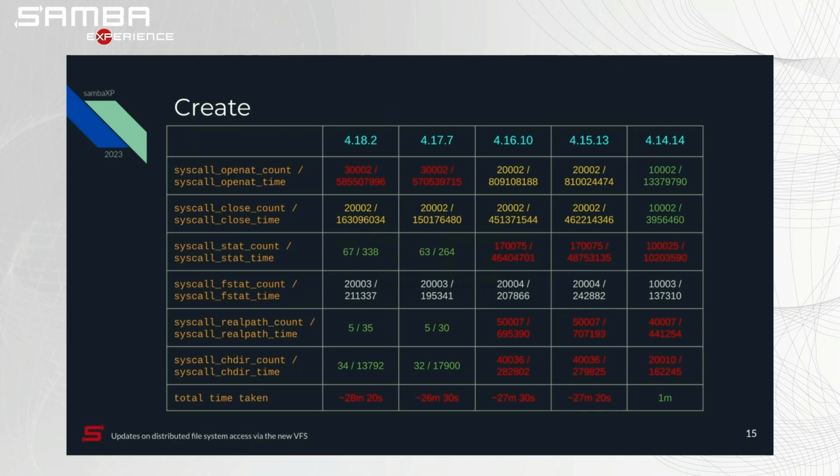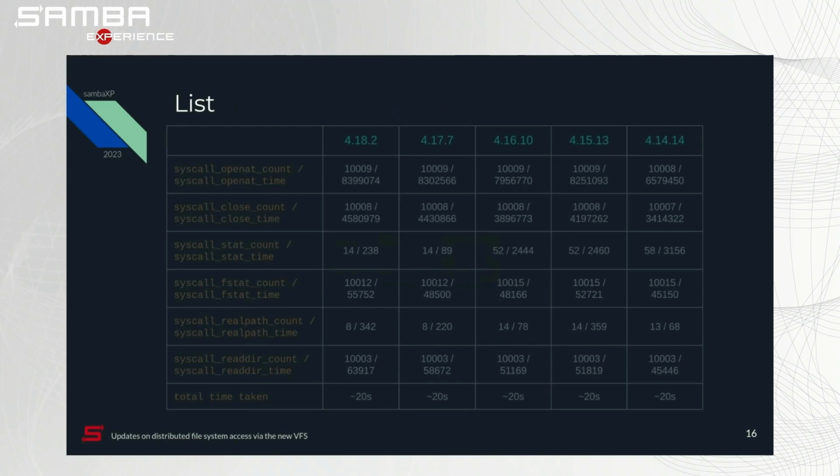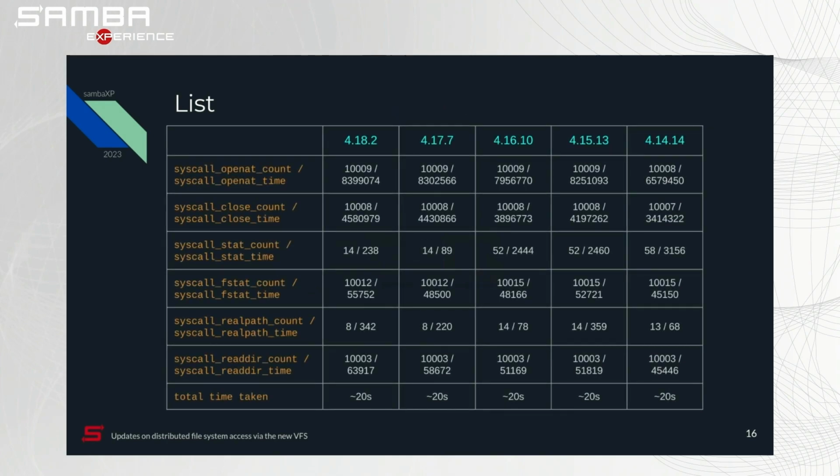But on listing those 10K files created previously, we don't see much change in the count. Basically, if you look at the various numbers for count, for open, close, or stat, we don't see much difference in the count. And the total time taken here is almost 20 seconds to list the 10K files, and it is constant, it doesn't vary much. That's all about the performance numbers.